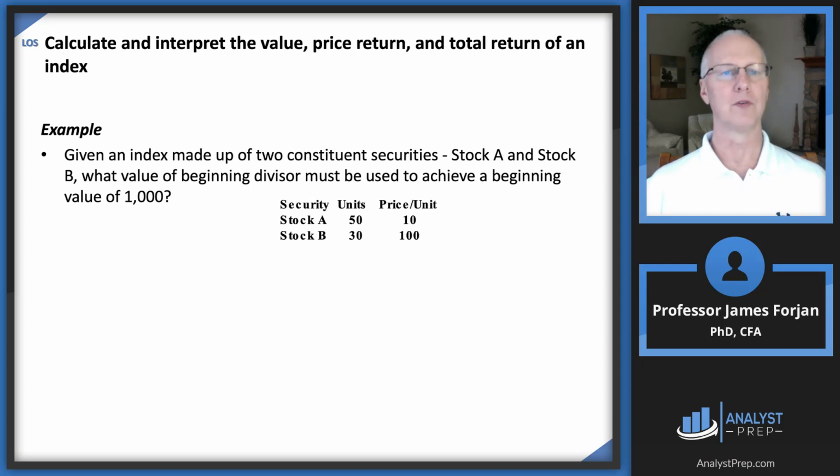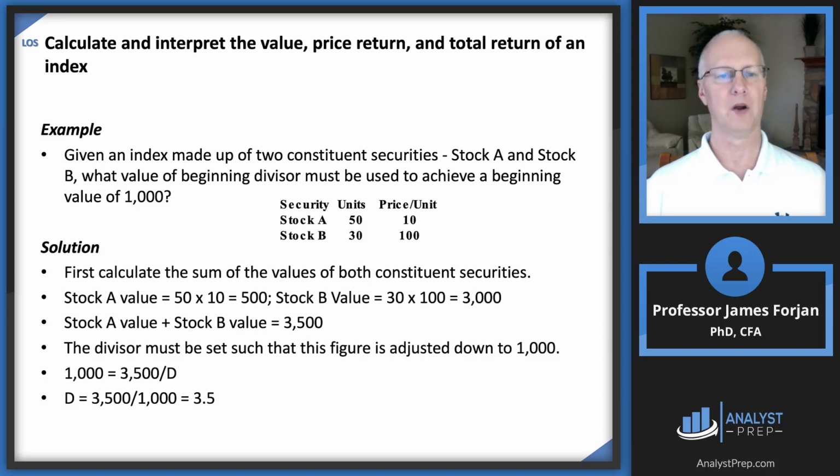And let's see how this works. We have an index with two constituent securities, stock A and stock B. Stock A has a price of 50, stock B has a price of 100, and we're holding 50 units of A and 30 units of B. All right, so let's go ahead and do some calculations here. First thing we need to do is figure out what the value inside of the portfolio is. So multiply the 50 times 10 and the 30 times 100, that gives you 500 and 3,000. So the total portfolio value is 3,500.